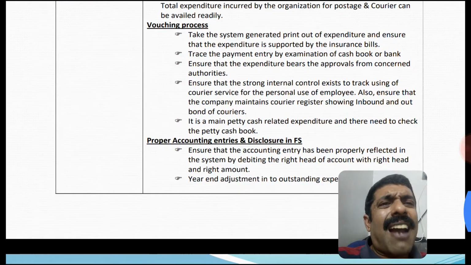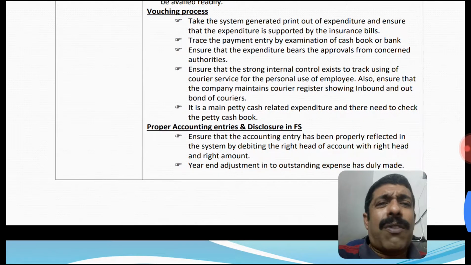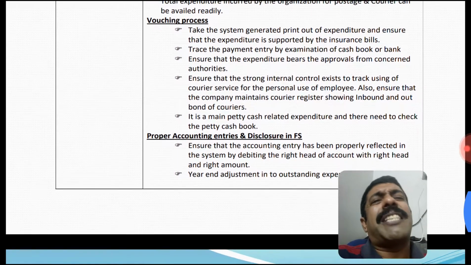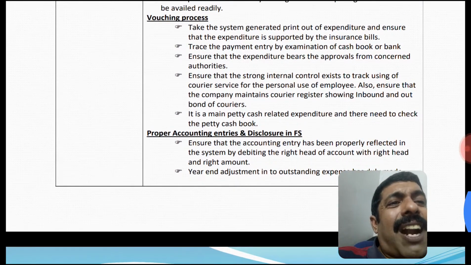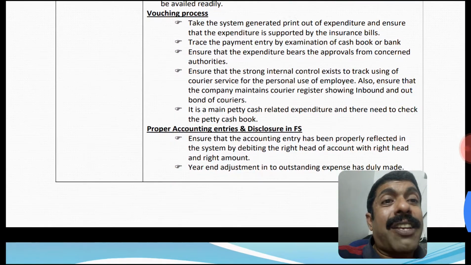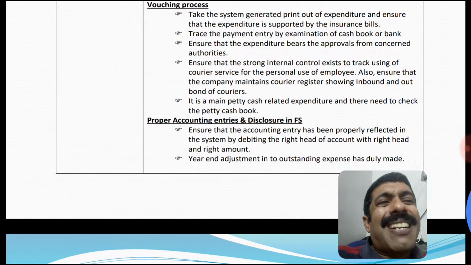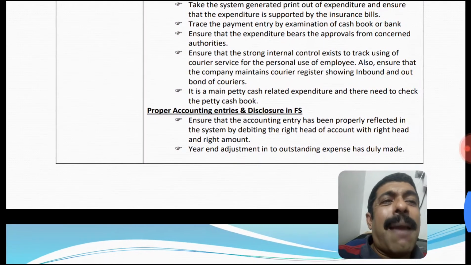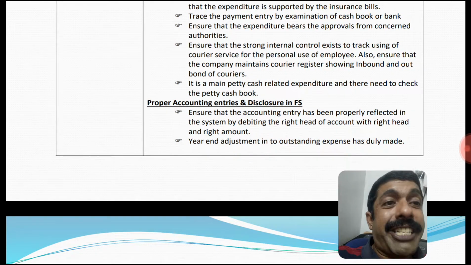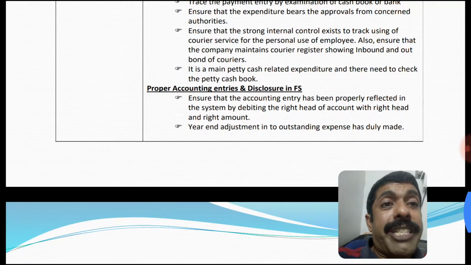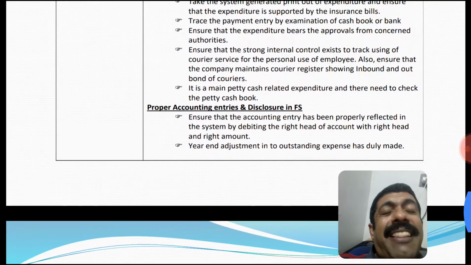What is the vouching process? I am telling some general points. Common points I am not discussing; the specific points only I am discussing. Ensure that strong internal controls exist to track the use of courier service. To ensure that personal usage by the employee is not permitted, check the internal control system. It is mainly petty cash related expenditure and they require control.